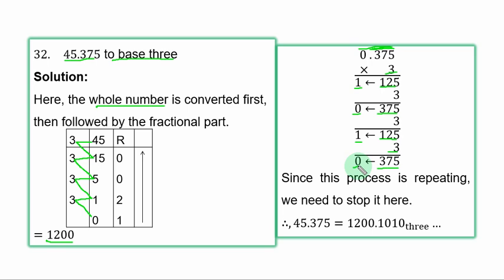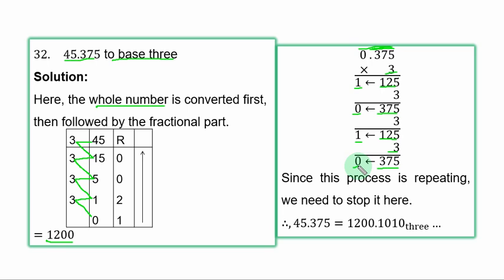So once the process is repeating like this, there is no need to continue, because we have the same result, 1 0 1 0 1 0. So there is no ending to it. Once you observe that a pattern is repeating, it is an indication that you need to stop the multiplication process.